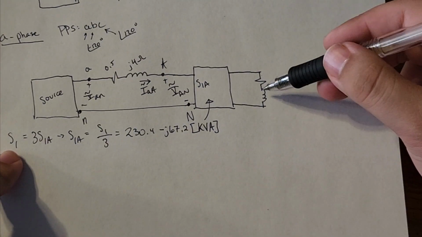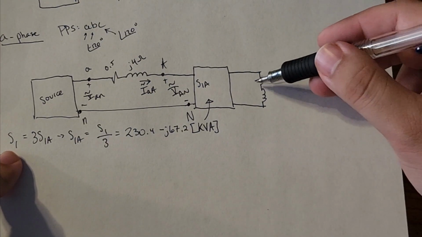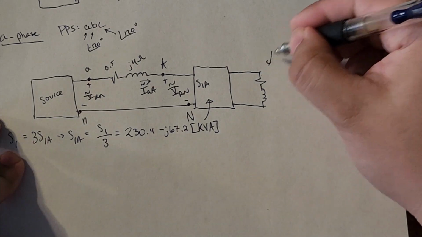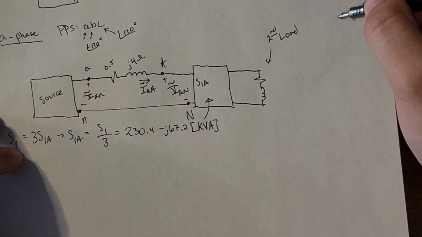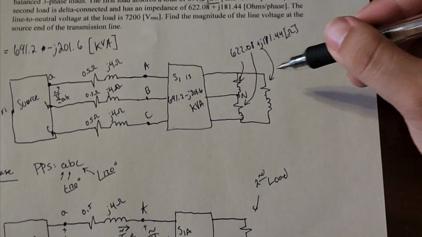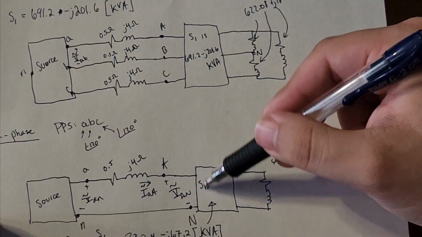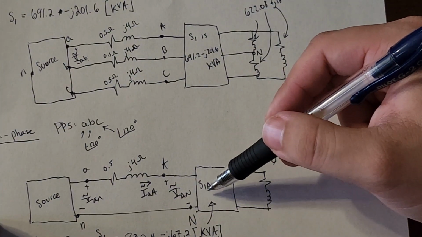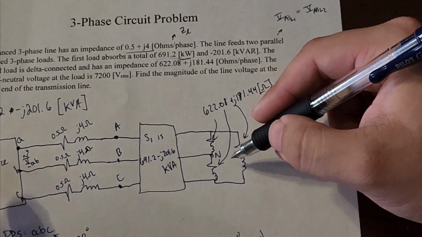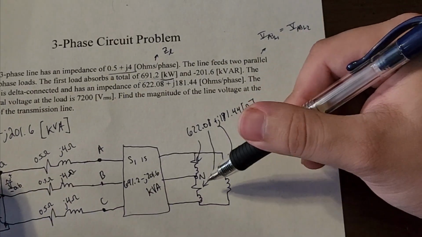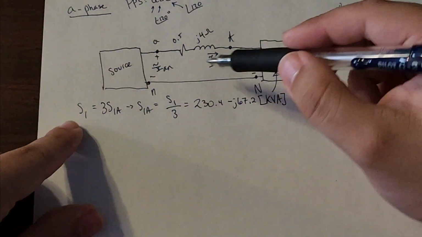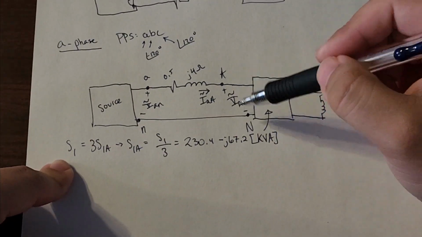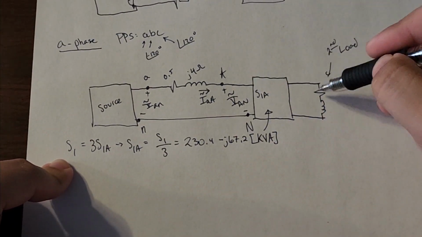But what about this? What do we do with this load? This is our second load, right? Second load. What do we do with this? Well, we know the first load was given to us in power, complex power. This makes it very easy for us. Second load is given to us in an impedance that is in delta connection. When we do the single phase equivalent, we have to make sure this is in Y connection.